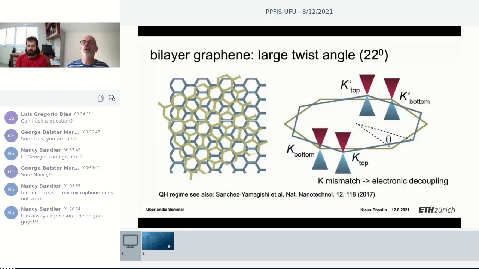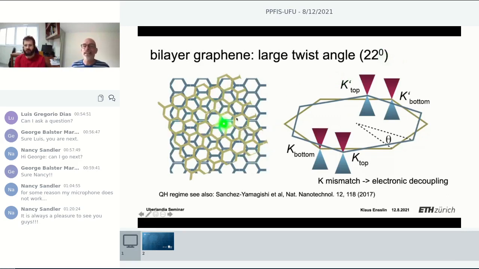Let's take a large twist angle, 22 degrees. Of course, I would like to tell you that we did this experiment on purpose, but we didn't. We wanted to build superconducting graphene, and the twist angle didn't turn out to be 1 degree, but 22 degrees. And that can happen very easily. So what that means is that the periodicity of the moiré lattice is very small.